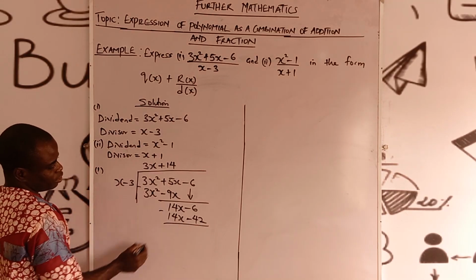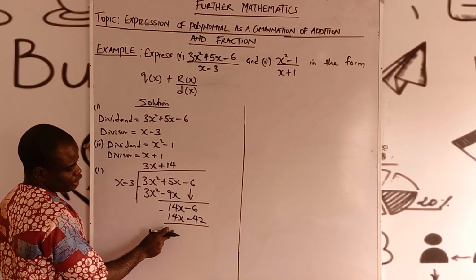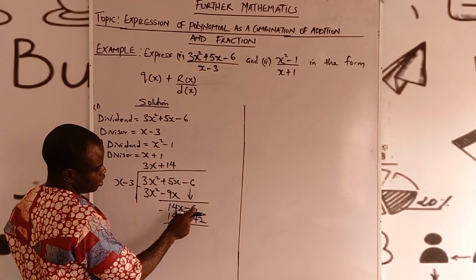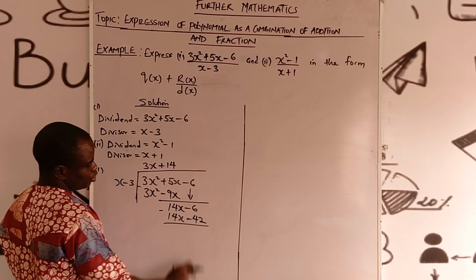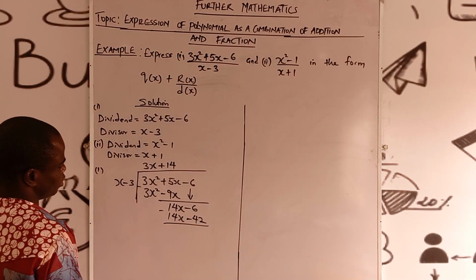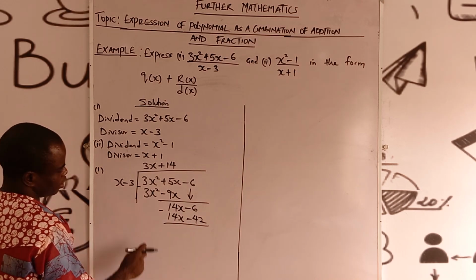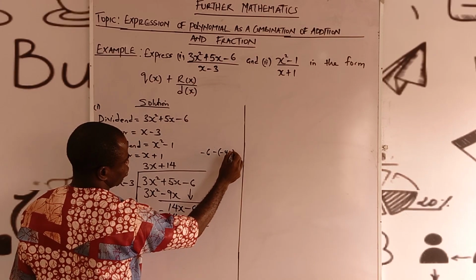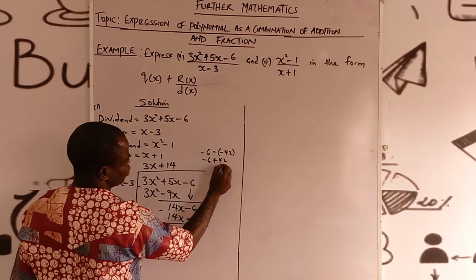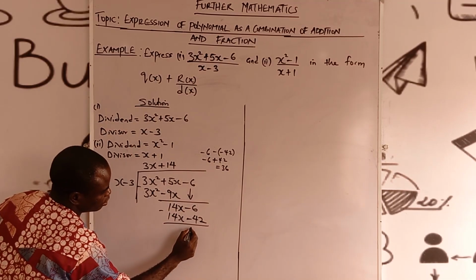Now you do a subtraction. You have 14x minus 14x is 0, and then minus 6 minus minus 42, that is minus 6 plus 42. That's 36.